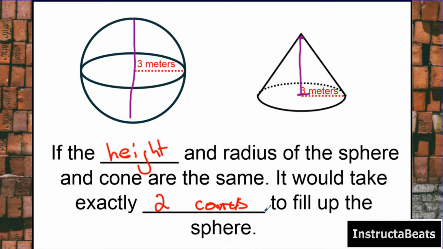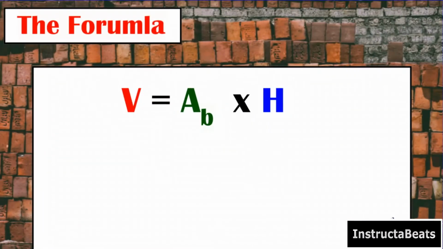Another thing I want to point out is because a sphere is equal distance, or equidistant, from the middle everywhere, the height is going to be exactly 2 of the radiuses, right? And so if the radius is 3, the height then would be 6 meters, because in a sphere everything is equidistant from the center. And that's going to come back later and be important, but I wanted to point that out. But the key thought here is if the height and radius of the sphere and cone are the same, it would take exactly 2 cones to fill up the sphere. And that's going to help us when we get to our volume formula.